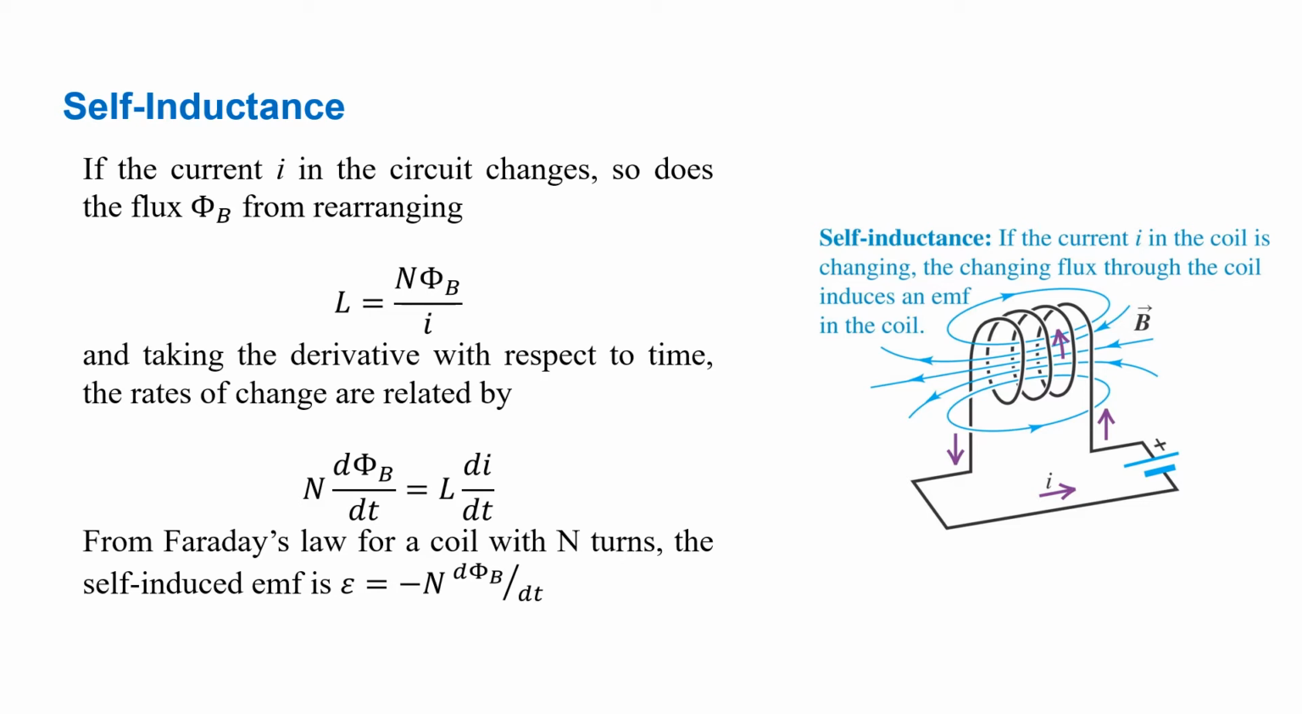If the current I in the circuit changes, so does the flux Φ_B. Rearranging the equation for self-inductance and taking the derivative with respect to time of both sides, the rates of change are related as follows: N times the time derivative of the magnetic flux is equal to L times the time derivative of the current I. And from Faraday's law, for a coil with N turns, the self-induced EMF, epsilon, is equal to negative N dΦ_B/dt, which is just equal to the negative induced EMF.